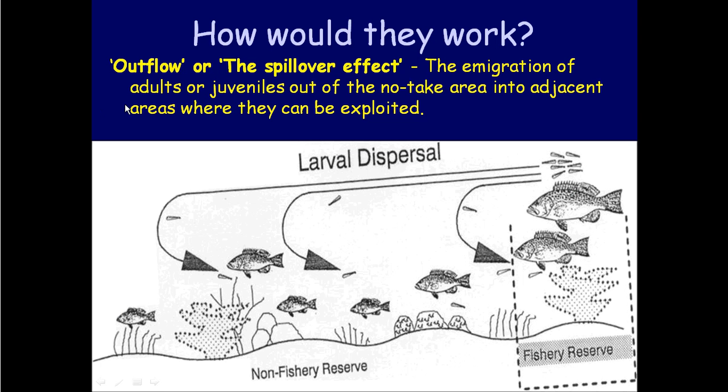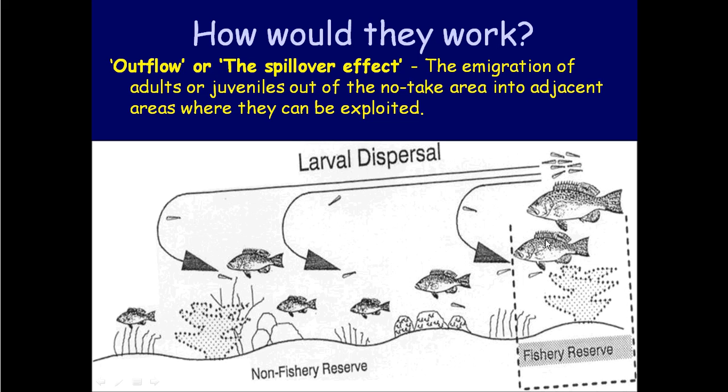Okay, and how do they work? Let's see, I've alluded to this before, but the outflow or the spillover effect is the emigration of adults or juveniles out of the no-take area into adjacent areas where they can be exploited. These definitions, outflow or the spillover effect, are something that you will probably see again on your exam, so take note of those.